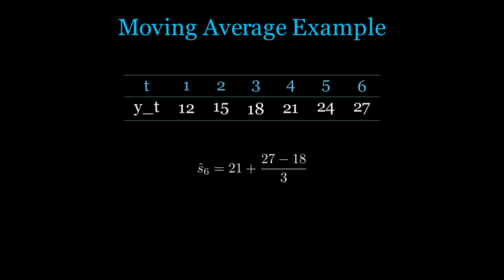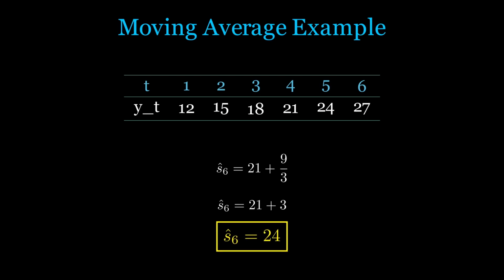So S hat 5 is 21. Then we grab y6, which is 27. And subtract y3, which is 18. We math the numbers out, adding 21 and 3 to get 24. Moving average calculated. Mission complete.